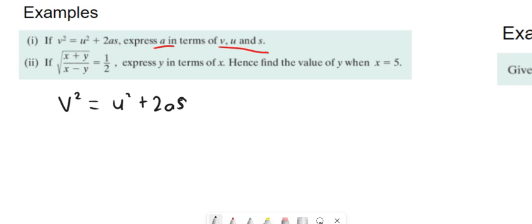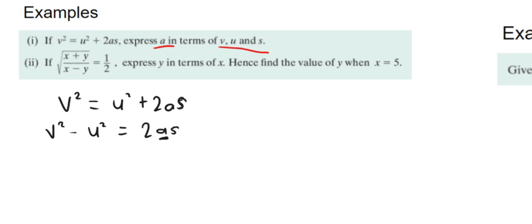So first of all, I'm going to move the u squared here. That's just being added on that side. So when it goes across, it becomes a minus u squared. So that's my first step, to subtract u squared, or to move it over to the other side. Then we're left with v squared minus u squared equals 2as.